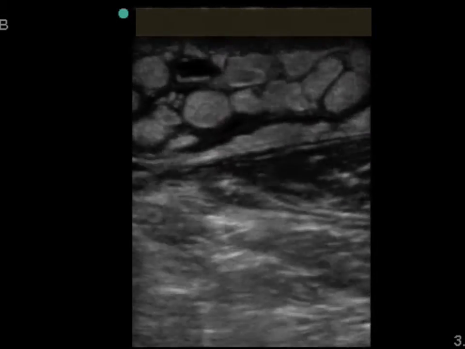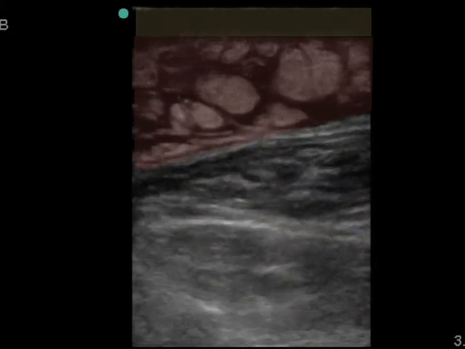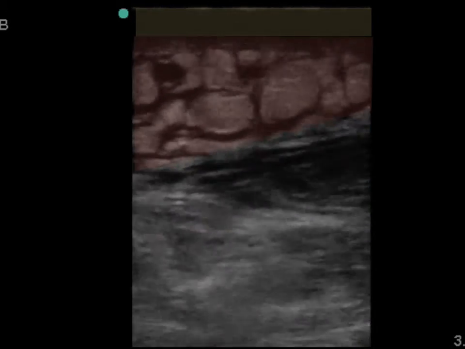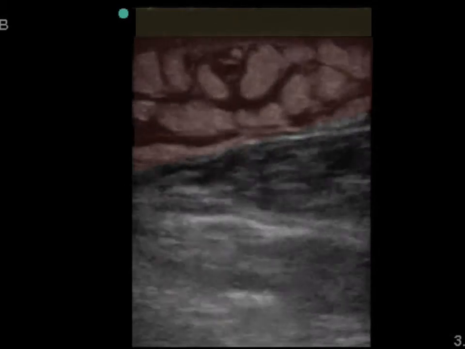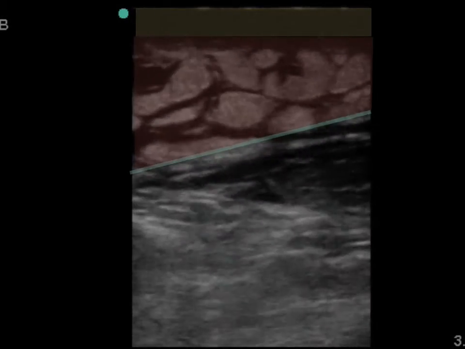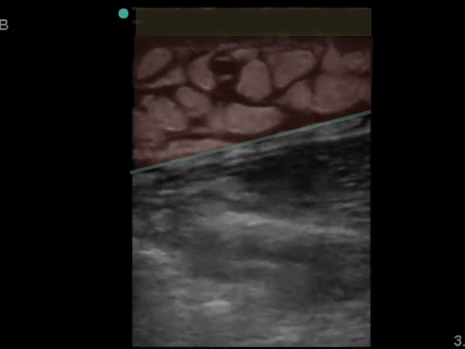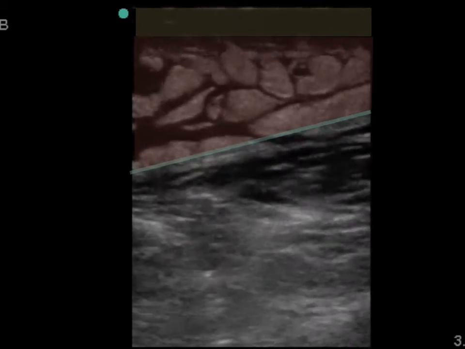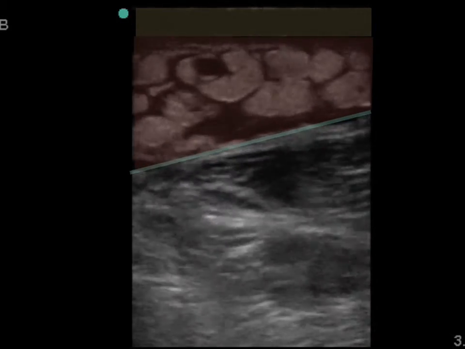Here we see the skin. Here we see the subcutaneous tissue. And just below that, we can identify the fascia. Now, while my line is not right over top of it through the entire length of this clip, there is no fluid beneath that line.